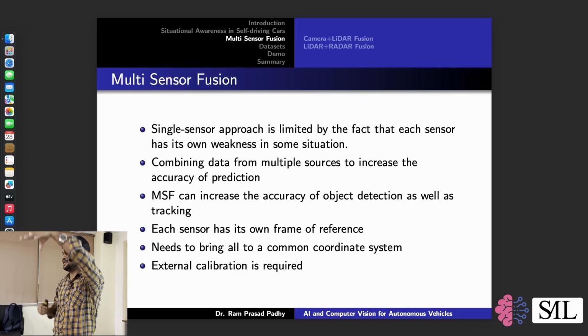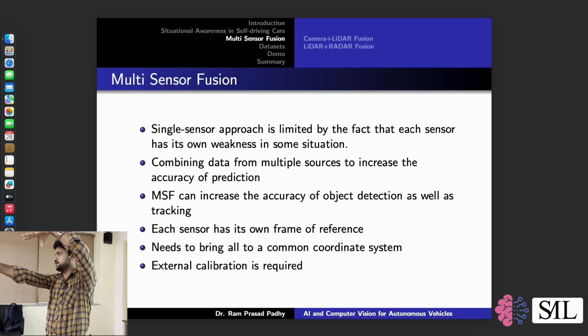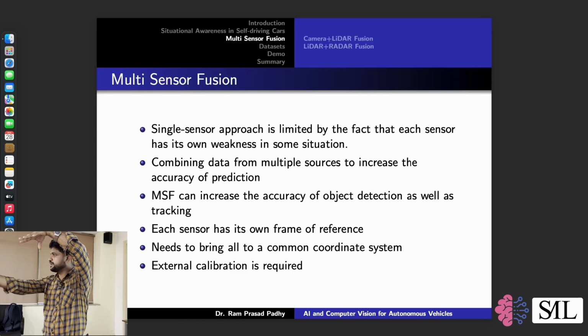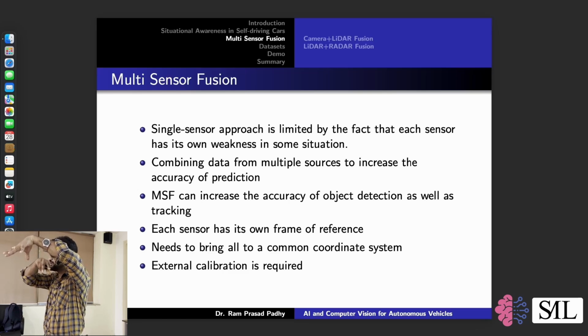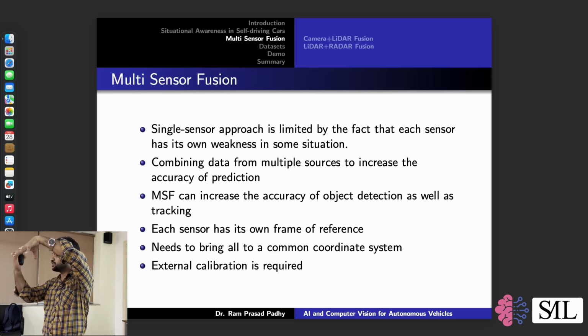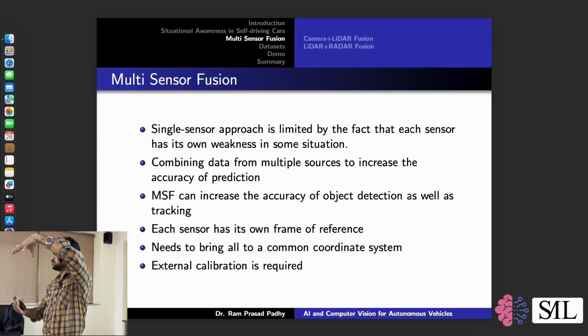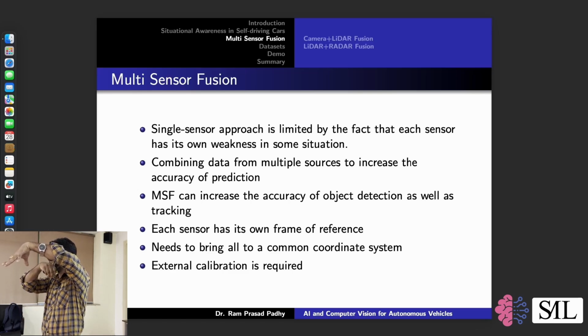Because with respect to the LiDAR, an object is placed, let's say, at position X, but with respect to the camera it would be at Y, right? We need to know how to do the transformation between them, or transform it to some other frame of reference which is common for all, which we call the vehicle frame of reference. That is where external calibration comes in: to know where the object is with respect to both sensors, so that they can be transformed to a common frame of reference.